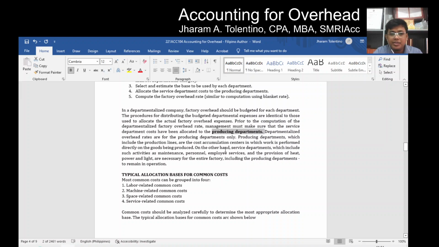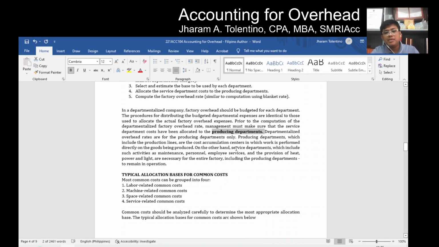Producing departments, which include the production lines, are the cost accumulation centers in which work is performed directly on the goods being produced. On the other hand, service departments, which include such activities as maintenance, personnel, employee services, and the provision of heat, light, and power, are necessary for the entire factory, including the producing departments, to remain in operations. Okay? So, yung mga service or support.